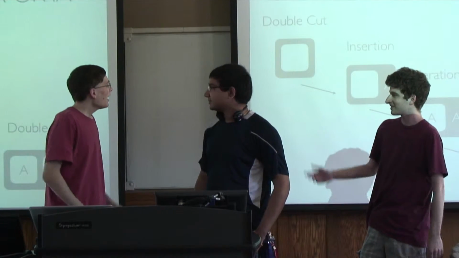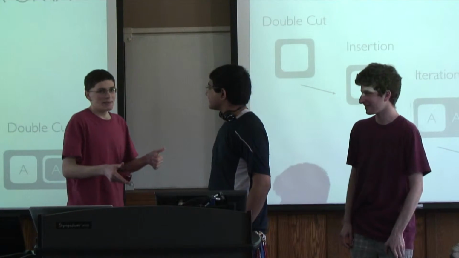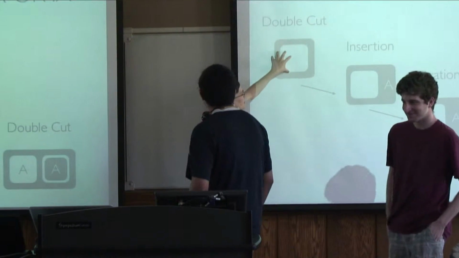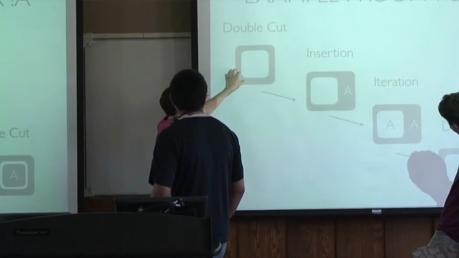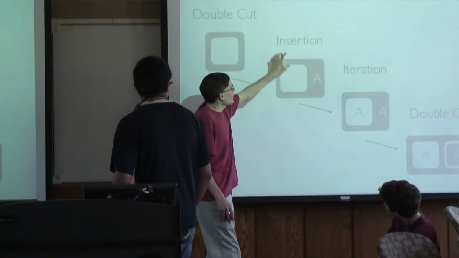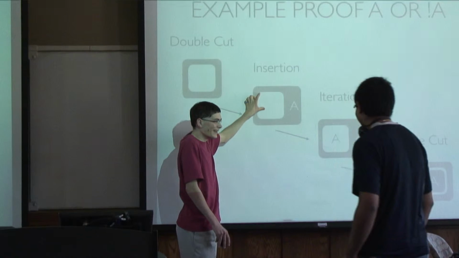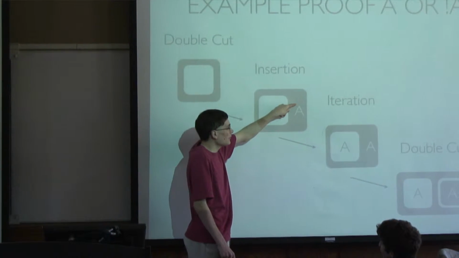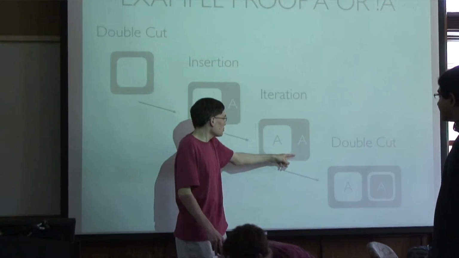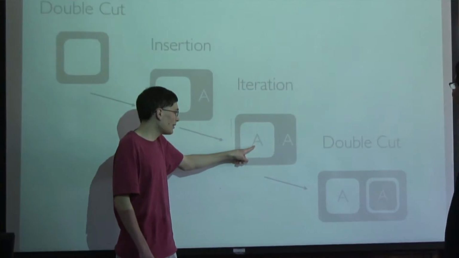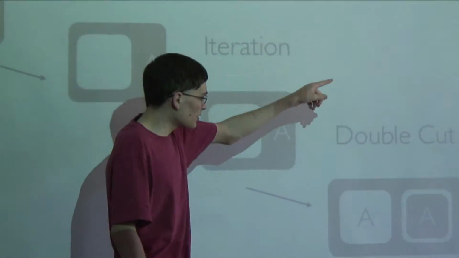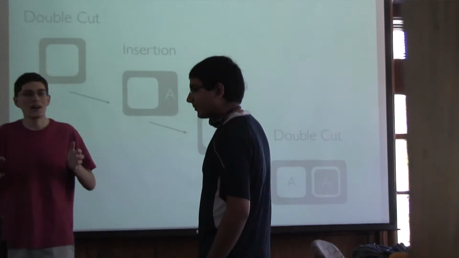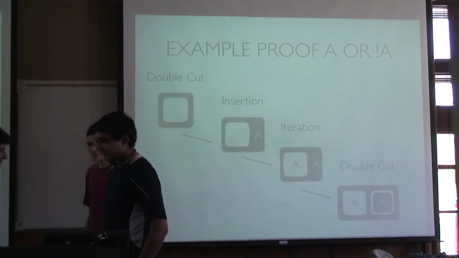Anyway, as I was saying, this is an example proof. The first step of the proof, starting from a blank canvas, is a double cut. And then from the double cut, we can move on to insertion. So we're adding something on an odd level. Then we're doing iteration. So we're moving this in here. And finally, we're doing another double cut. And this, in the end, proves A or not A, which is a tautology.